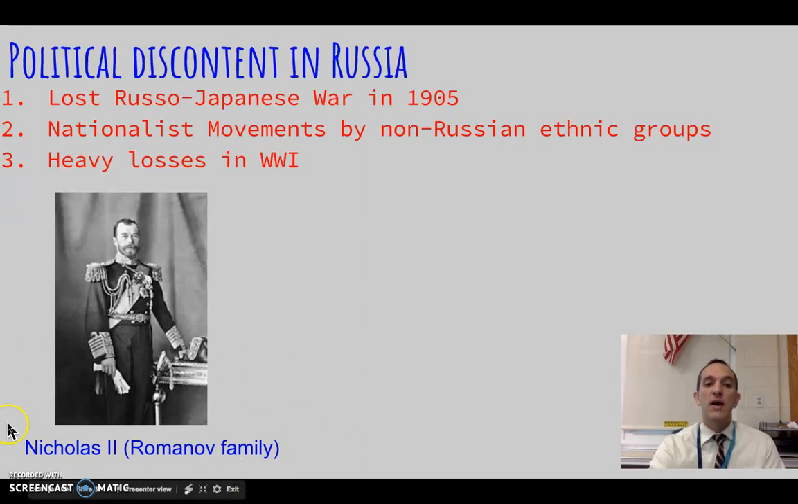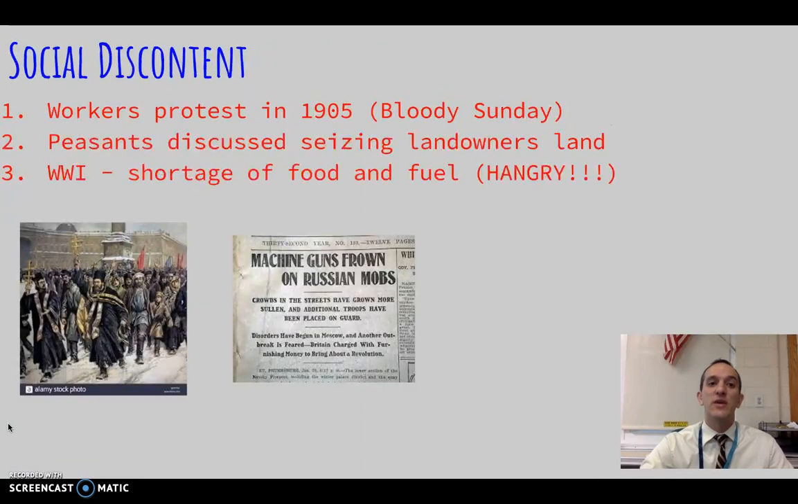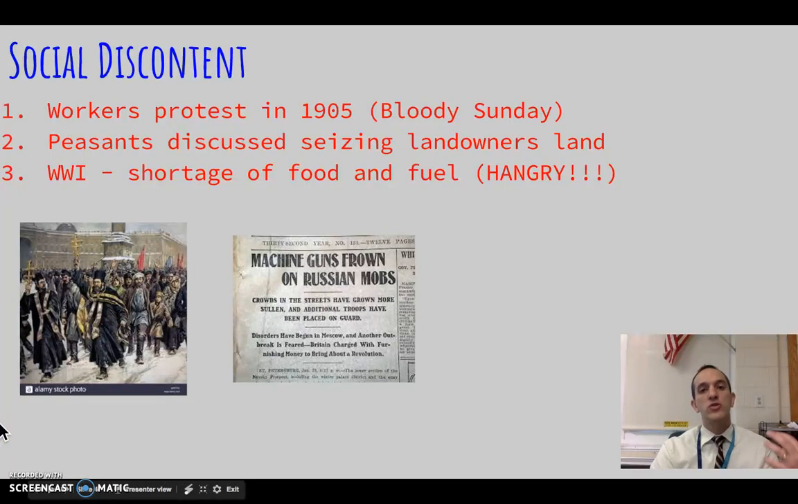He is an absolute monarch, and as other countries have given their citizens rights, there is also political discontent that people in Russia haven't gotten these rights. Also, we have social discontent in Russia. And again, discontent is just anger, outrage. Workers, those small percentage of people who are factory workers, which is really like 5 to 10% of people in Russia, we're going to see them protest against these conditions.